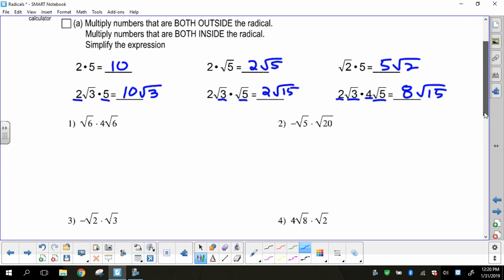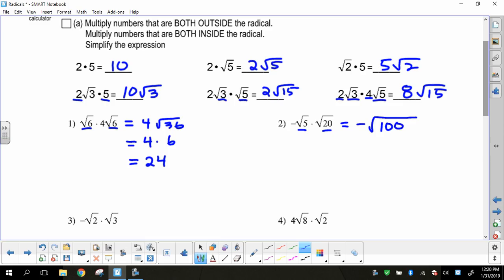So thinking about those, in this first example, we can multiply these 2 square roots together. That'll give us 4 times the square root of 36, and the square root of 36 is equal to 6, so we have 4 times 6, which is 24. In the second example, we have a negative times a positive, so we're going to get a negative answer. We can multiply the 2 square roots together. 5 times 20 is 100, and the square root of 100 is actually 10, so we get negative 10 for an answer.